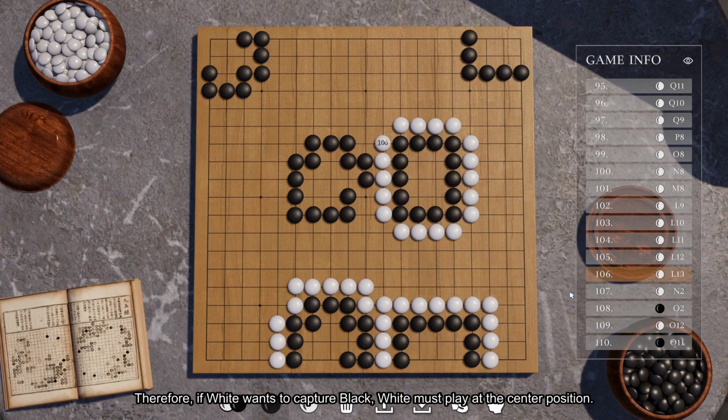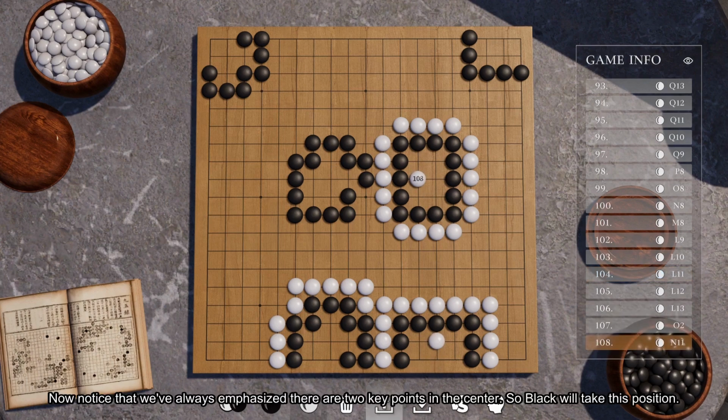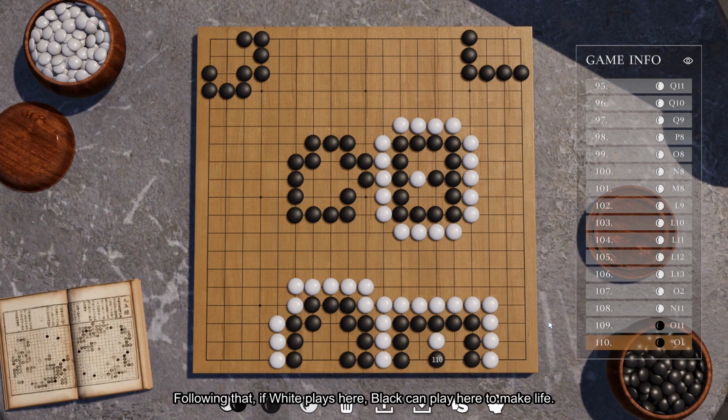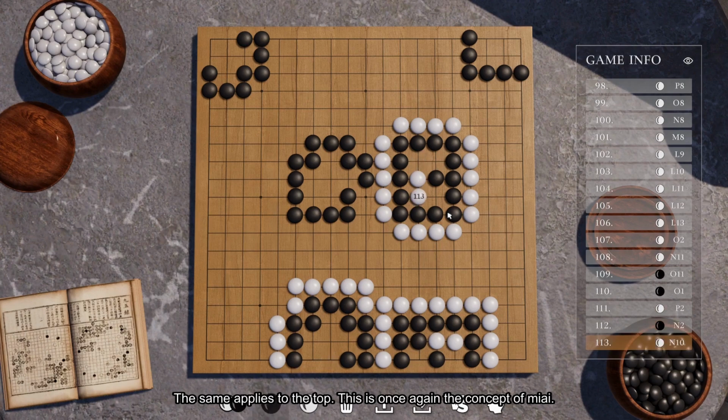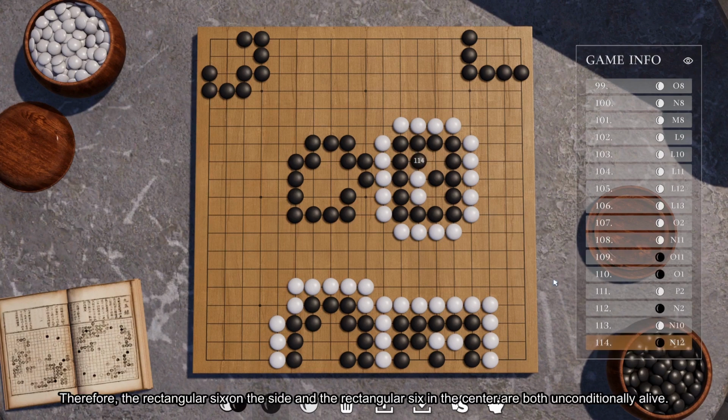Therefore, if white wants to capture black, white must play at the center position. Now notice that we've always emphasized there are two key points in the center, so black will take this position. Following that, if white plays here, black can play here to make life. The same applies to the top. This is once again the concept of WeiQi. Therefore, the rectangular 6 on the side and the rectangular 6 in the center are both unconditionally alive.